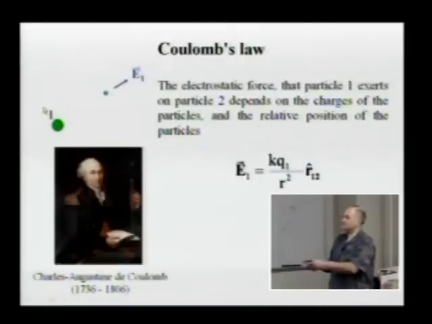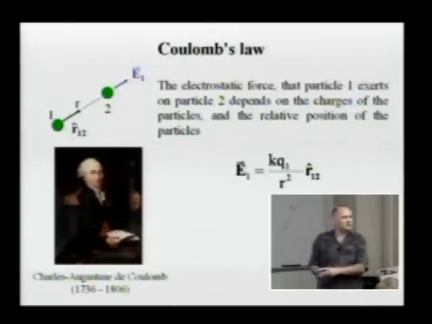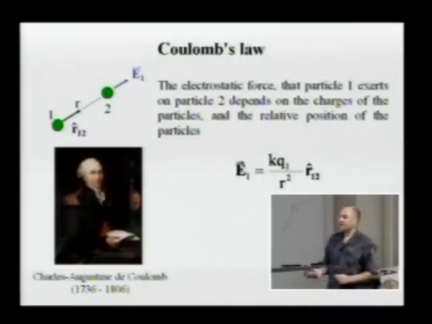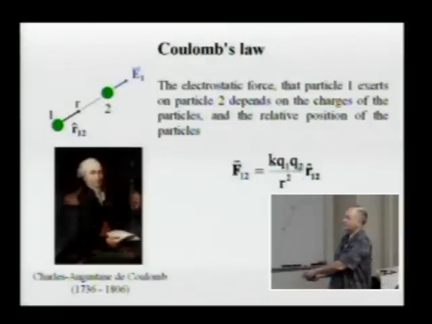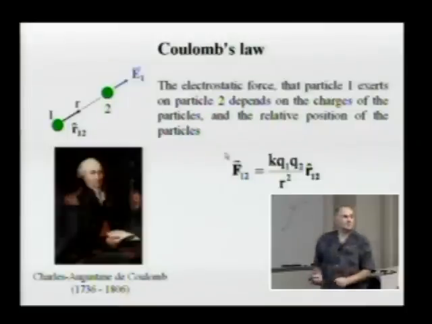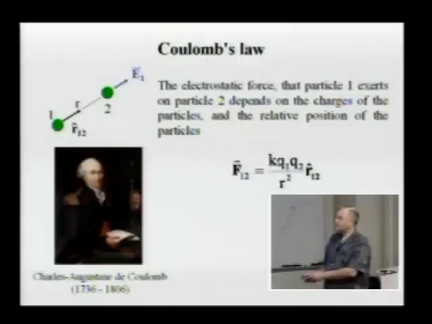Now if I place a second particle over there, how do I find the force exerted on that second particle by the first particle? What do I have to do? Multiply the electric field produced by the source by the charge of the second particle, which means that I have to include charge over here, and that way I'm going to get the force. So this is what Coulomb's law says: the force exerted on particle 2 by particle 1 is equal to the Coulomb constant multiplied by the charges of the two particles divided by the square of the distance, and the direction is along the line connecting those two particles.